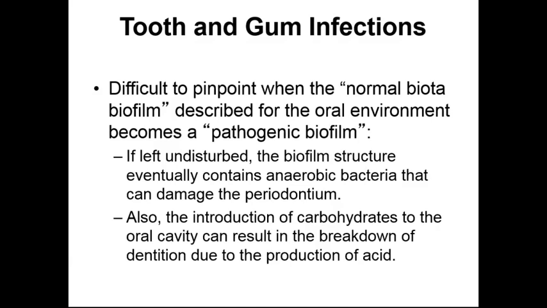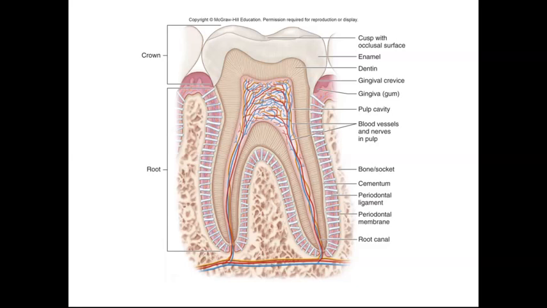Also, we have found that as we introduce carbohydrates into the oral cavity, this can cause the breakdown of dentition or teeth due to the production of acid as those carbohydrates are being fermented within the anaerobic biofilm that's occurring in our mouth. So here we can see a diagram of a tooth. The part above the surface is referred to as the crown. The part below the surface is collectively referred to as the root.